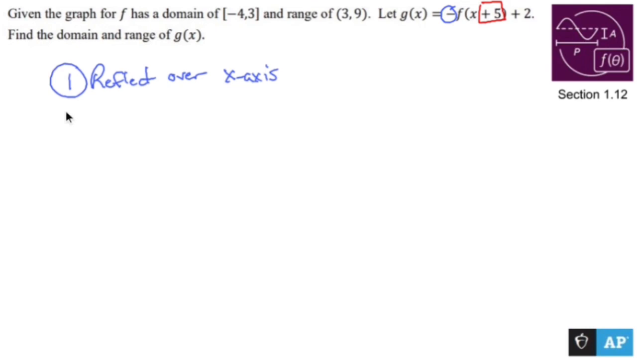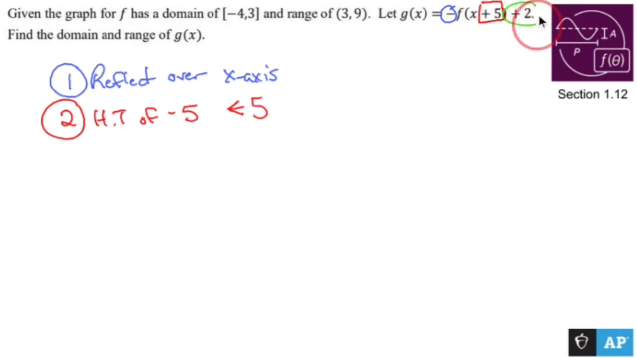Now I'm adding inside the f of x part. That means I have a horizontal translation of -5. Remember, whatever you're doing inside the f of x, you do the opposite. So a horizontal translation of -5 is the same as me moving left 5. But I'm going to keep that HT of -5 there. You'll see why in a minute.